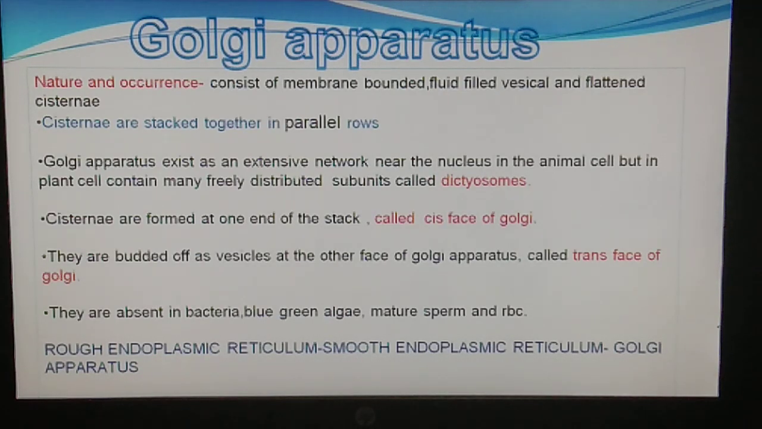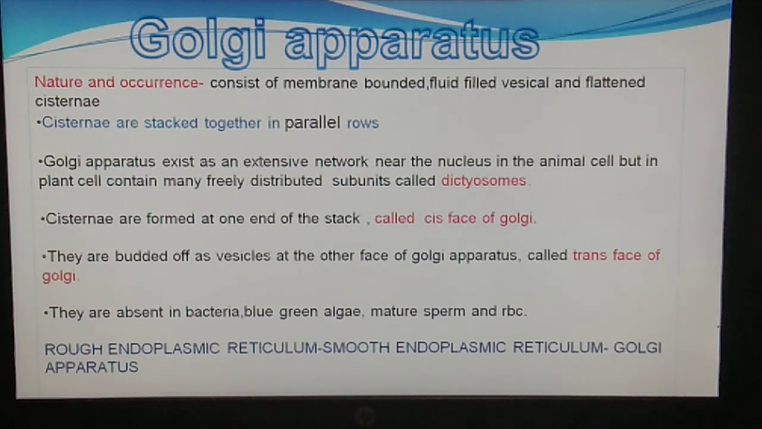Now students, the Golgi apparatus exists as an extensive network near the nucleus in the animal cell, but in the plant cell it contains many freely distributed subunits called dictyosomes. So if this comes in your examination, what do you mean by dictyosome, you can write: this is basically the Golgi apparatus only, students, but in the plant cell it contains freely distributed subunits. So in the plant cell this is termed as dictyosomes.